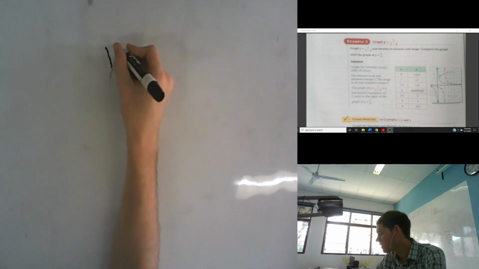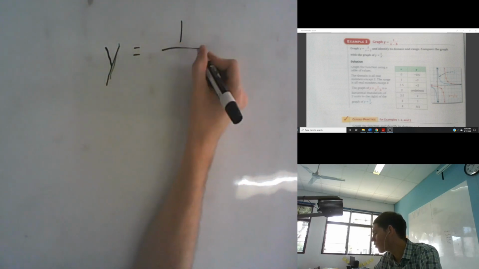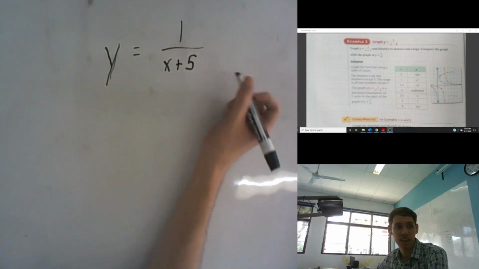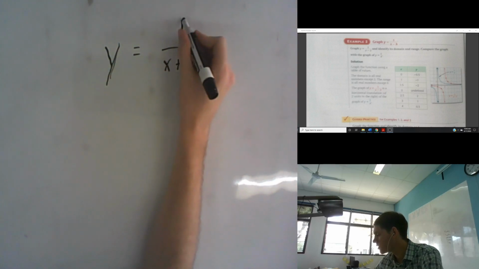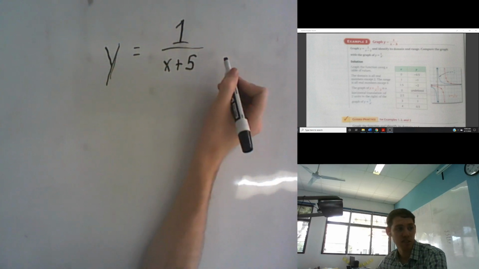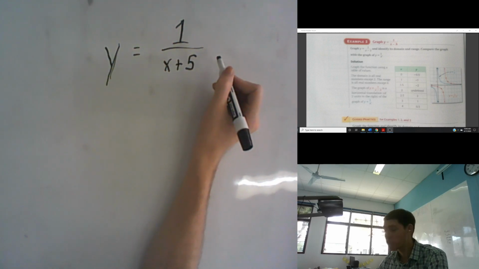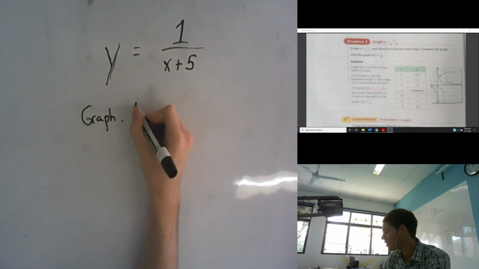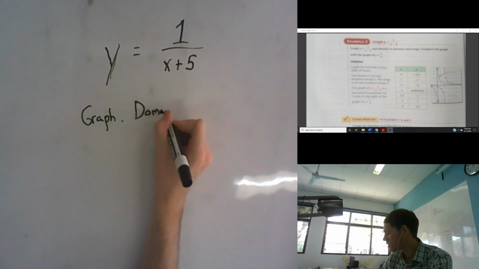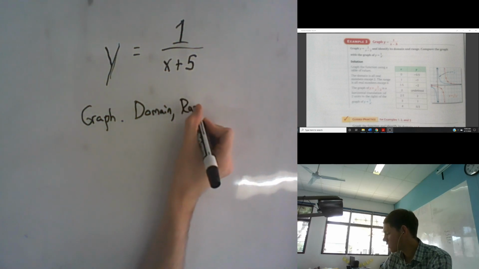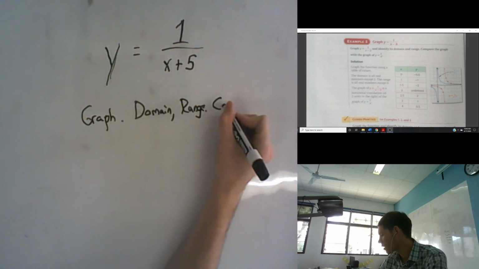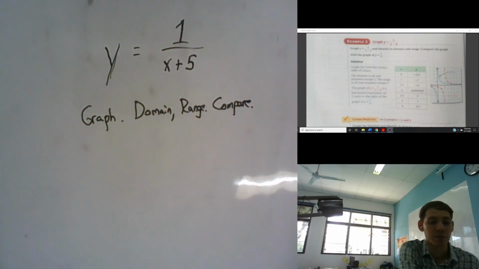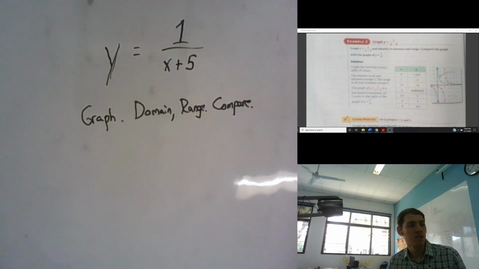So y equals 1 over x plus 5. Okay? So this is our horizontal translation. I want you to graph, find the domain and range, and then compare. Okay? Pretty simple exercise. It's going to be repeated several times. So, we're going to do that one.